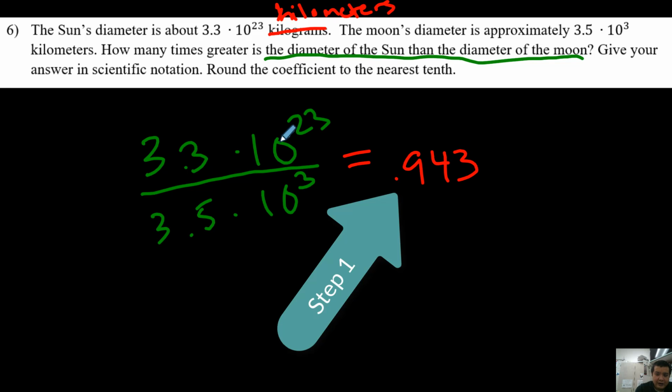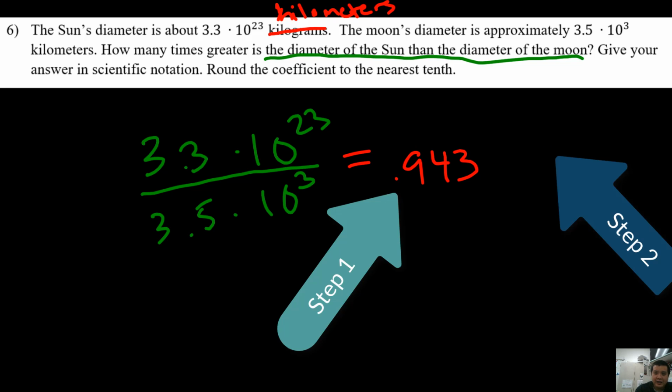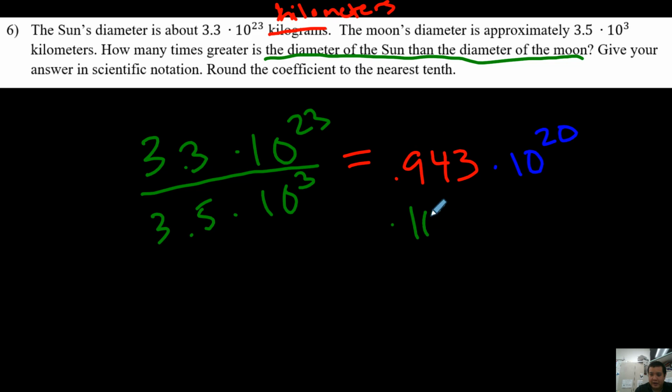is 0.943. And then 10 to the 23rd divided by 10 to the third is 10 to the 20th, since we're subtracting. This is not in scientific notation. So we're going to make it in scientific notation by multiplying our coefficient by 10 and dividing our base 10 factor by 10, which gets us 9.43 times 10 to the 19th.